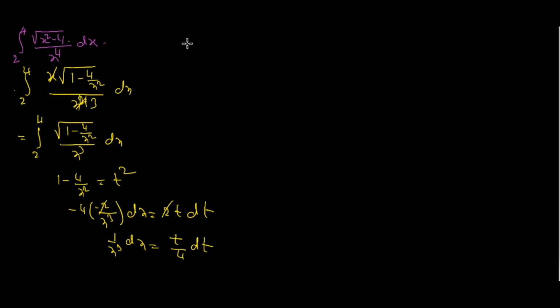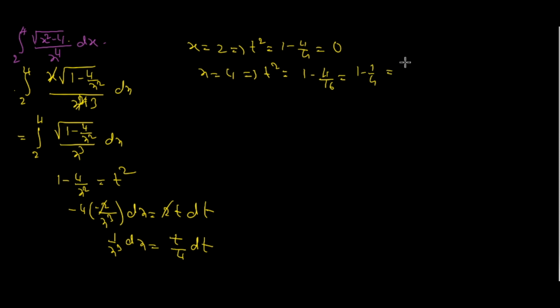So change the limits. If x is equal to 2, then t square is equal to 1 minus 4 by 4, that is equal to 0, t is equal to 0. If x is equal to 4, then t square is equal to 1 minus 4 by 16, that is equal to 1 minus 1 by 4, that is equal to 3 by 4. So t square is equal to 3 by 4, t is equal to root 3 by 2.